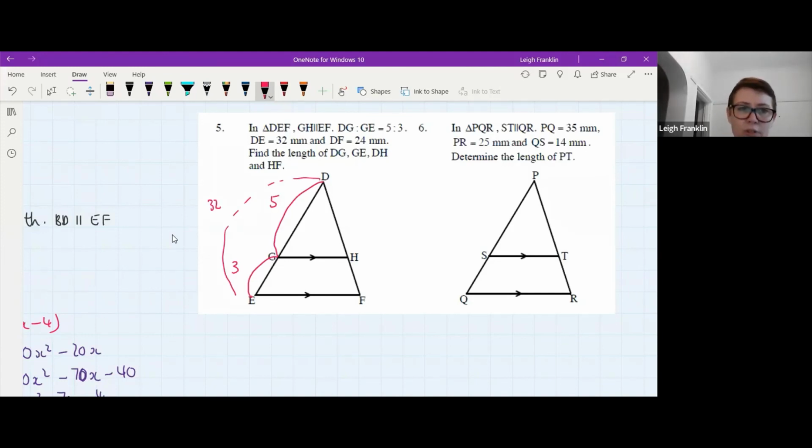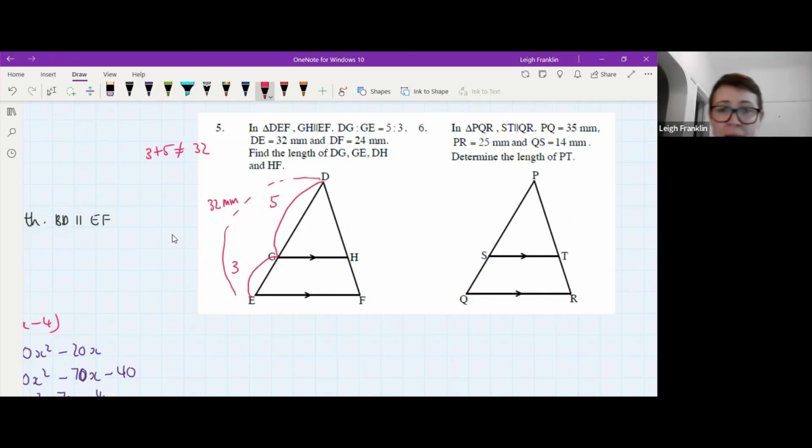Now, very important, Matrix, is 3 plus 5 equal to 32? No. So 3 plus 5 does not equal 32. That means that DG cannot be 5 millimeters long and GE cannot be 3 millimeters long.